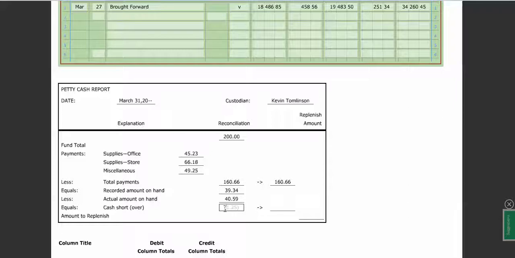We have more on hand than what we should. So we're going to do a parenthesis $1.25. We'll move that over, the parenthesis $1.25. Since we're cash over, we have more in the cash box than what we should. This is a rare problem, but it does happen. So now that we're over, we're going to take the 160.66 and subtract it, because we don't need to replenish the amount that we're over. We only need to replenish the amount needed to get back to the 200. So in this case, it's going to be 159.41. So we've prepared our petty cash report.